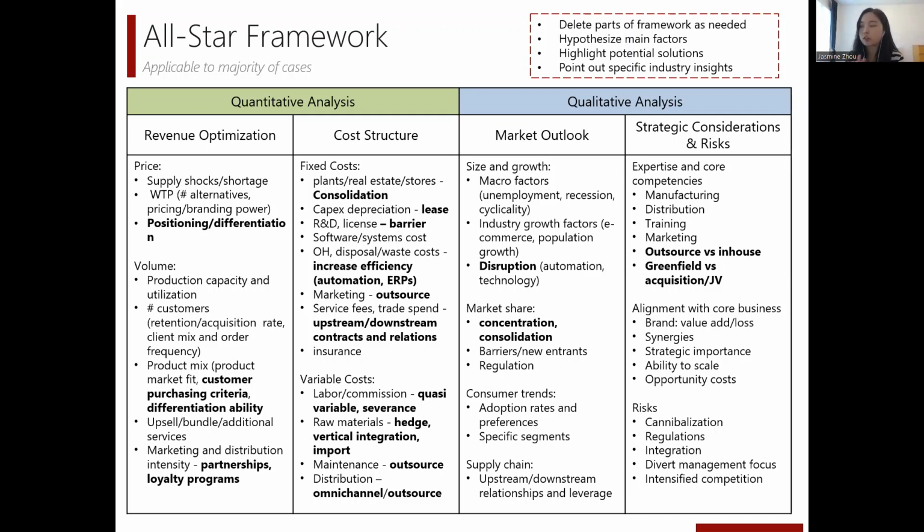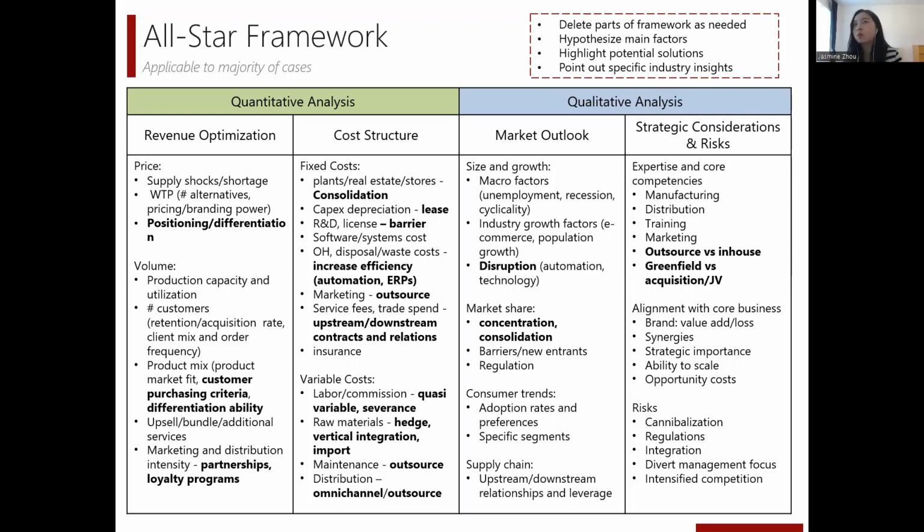So if it's a new product or a new market, what's the cannibalization risk? Are there regulations that need to be followed, and is it risky? Are there integration risks and difficulties? Will this divert management focus from their core businesses or other more important priorities? And then also, will this lead to intensified competition? So those are key qualitative factors. There might not be a specific number or cost or revenue figure relating to these points, but they're still important as qualitative analysis. So that is the all-star framework that I like to use.